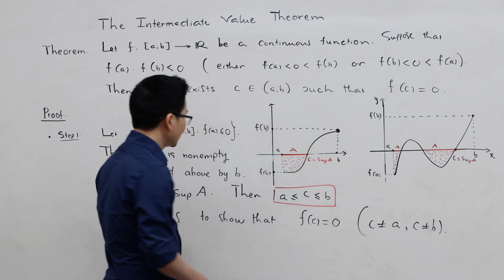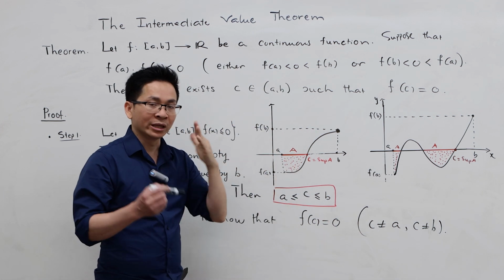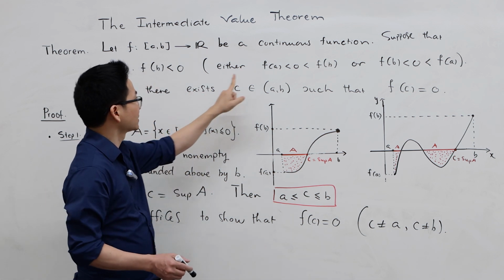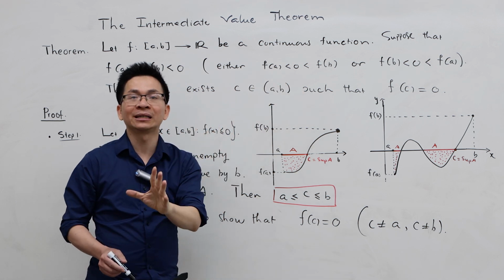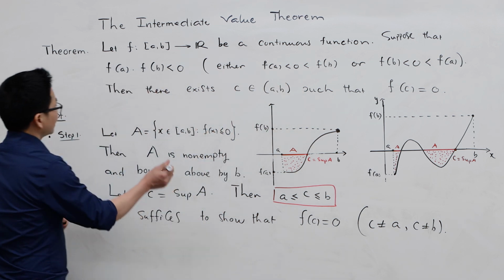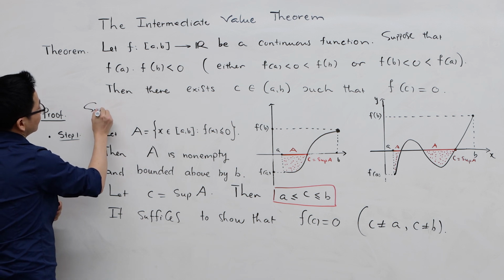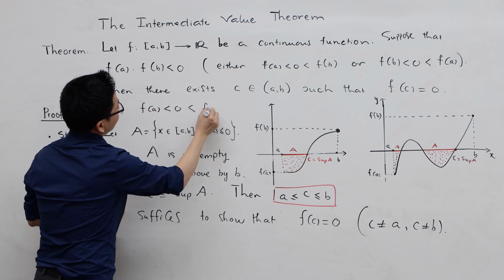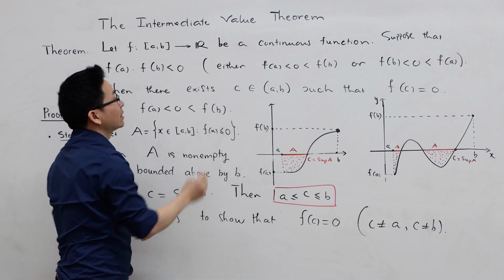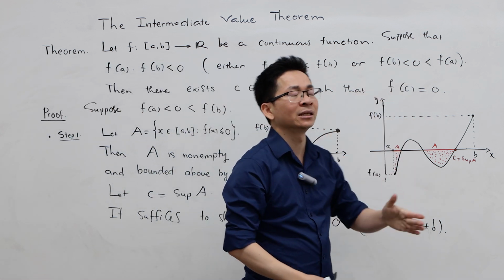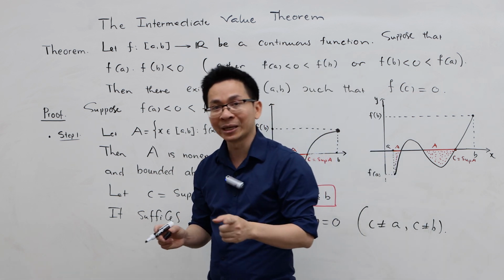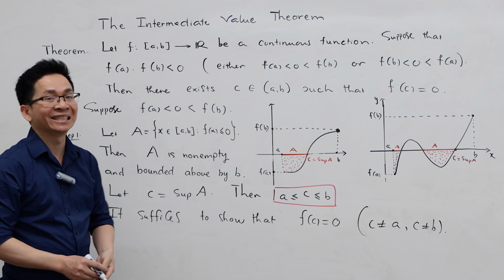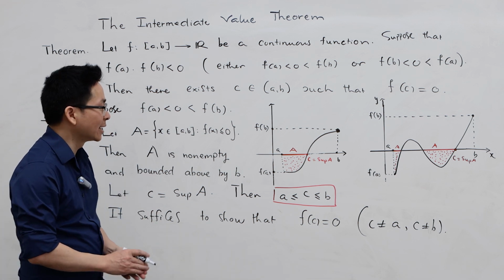Okay? So here, without loss of generality, we only need to consider the case where f(a) is less than 0 and f(b) is greater than 0. Okay? So I can say, suppose that f(a) is less than 0 and f(b) is greater than 0. And then we can also prove the second case in a very similar way. So let me first explain the proof by using a figure, and then I will present the formal proof. Okay? So the idea is as follows.